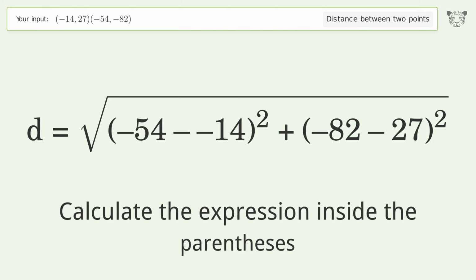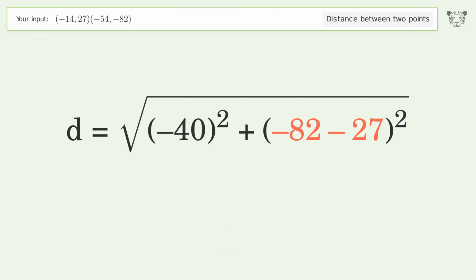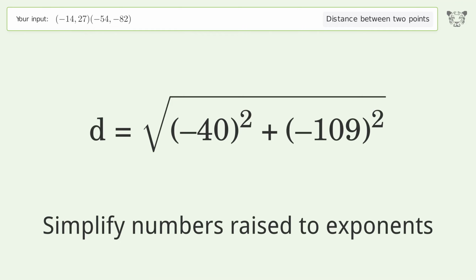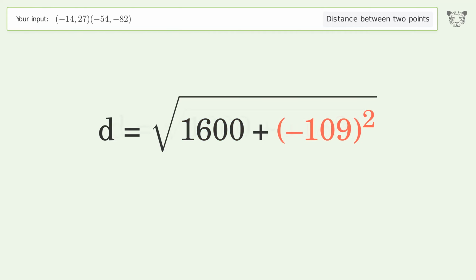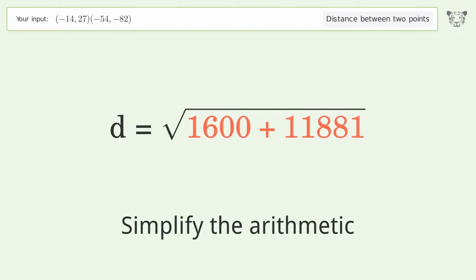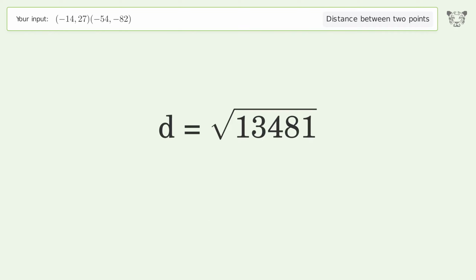Calculate the expression inside the parentheses. Simplify numbers raised to exponents. Simplify the arithmetic. And so the distance between the 2 points is the square root of 13,481, or 116.108.